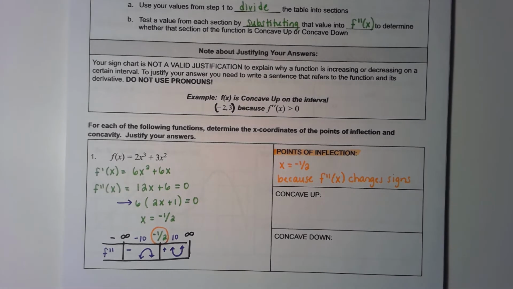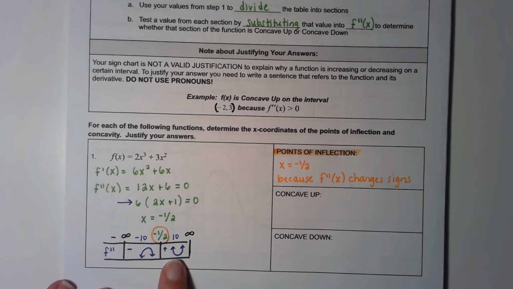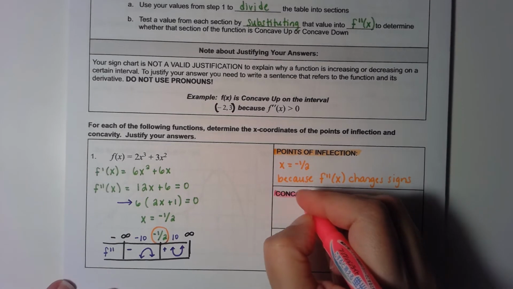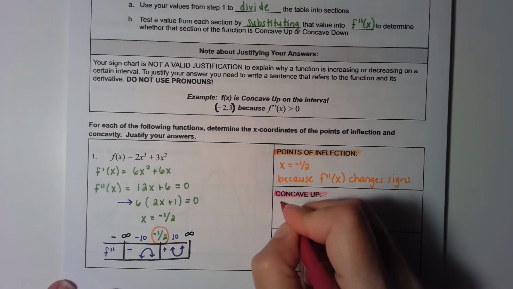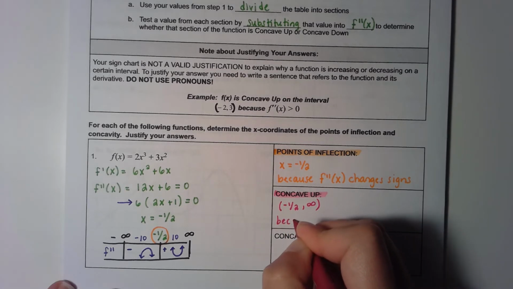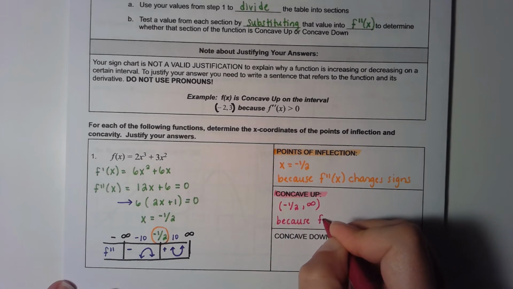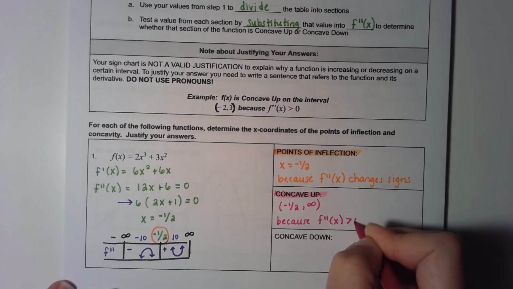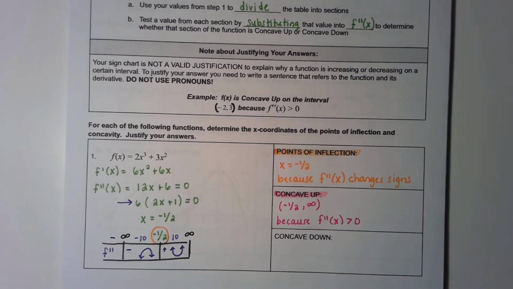If I want to figure out where my function is concave up, I'm going to look back at my sign chart and I notice it's concave up on this interval right here. So my function is going to be concave up on the interval from negative 1/2 to infinity. And I would say because the second derivative is greater than 0. Now, I do want to point out we're not saying greater than or equal to 0, and that is actually the reason we don't include the endpoints here: we can't be equal to 0 for concavity. Whereas for increasing and decreasing, we could have a derivative that was equal to 0. That's why we include the endpoints.